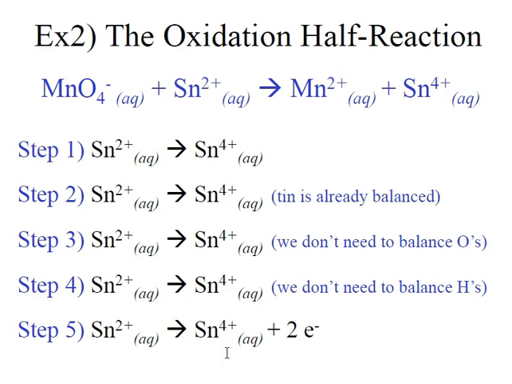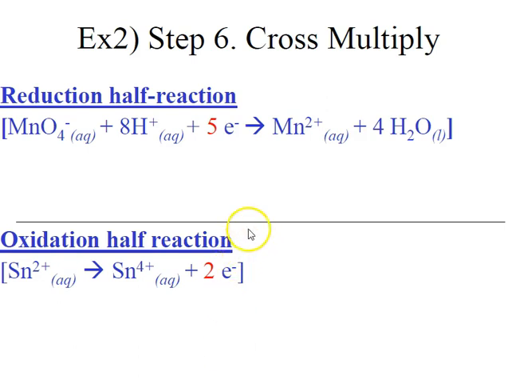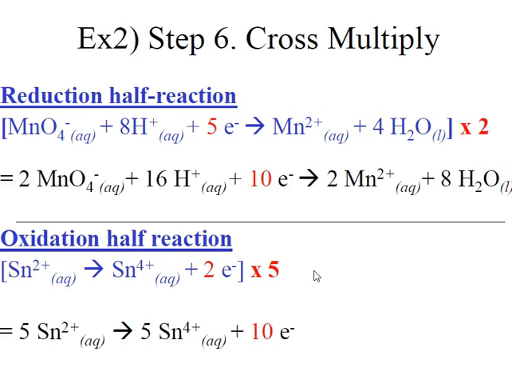All right, now we're ready to look at how to put them together. In the reduction half, we had 5 electrons being gained, and in the oxidation, only 2 were lost. So we've got to make this equal. In order to make 5 and 2 equal, we can make them both 10, right? So we'll multiply the top reaction by 2, that would make 10 electrons, and we'll multiply the bottom one by 5. Remember when you do that to multiply everything. There we go. There's our multiplication of the top and the bottom.